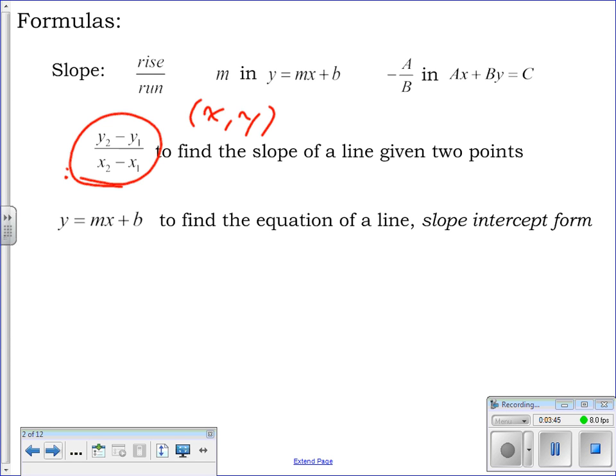It's rise over run. You rise up and down. What goes up and down? Your y's go up and down. You run back and forth. Your x's go back and forth. Rise, y's. Run, x's. Y's over x's. Have to remember that. mx plus b is the equation in slope-intercept form. Like I said, this is great for graphing. We're not actually graphing today, but this is great for graphing. Okay.